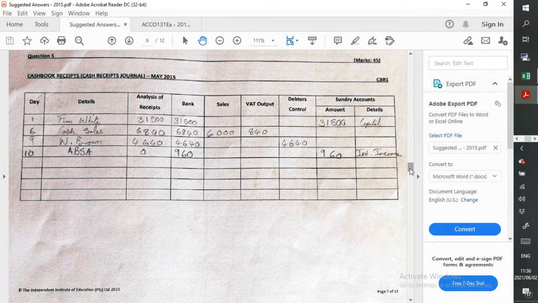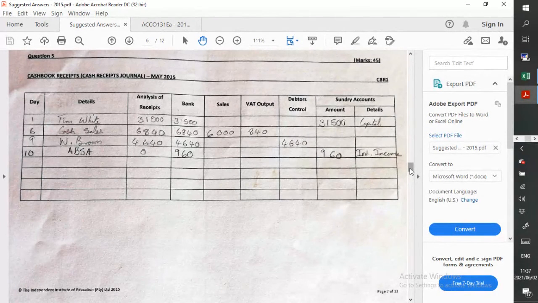We flip the page. We have 4 other transactions to go through. Interest recorded on investment from Absa Bank, issued receipt accordingly. So we received interest, all right, on an investment. So this is going to be interest income. Okay, and that was for 960. Okay, so that's going to affect your cash receipts journal.